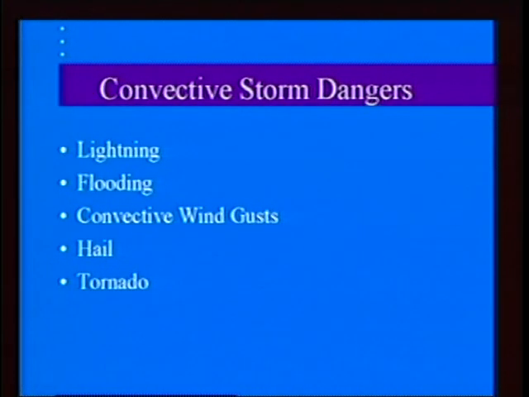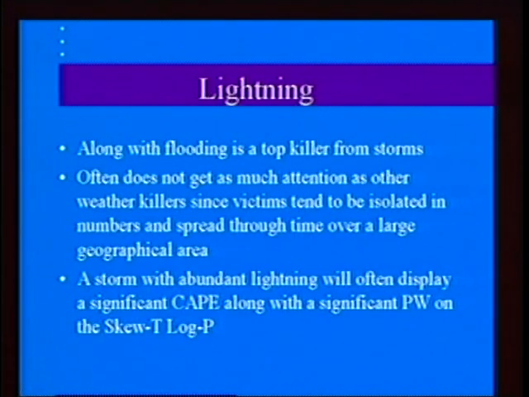Here are some dangers from convective storms that you're well aware of: lightning, flooding, convective wind gusts, hail, and tornadoes. And we're going to go over soundings and what you look for in a sounding to get an idea if one of these is possible or likely. Starting with lightning. Along with flooding, it is a top killer from storms. Lightning often does not get as much attention as other weather killers since victims tend to be isolated in numbers and spread through time over a large geographical area.